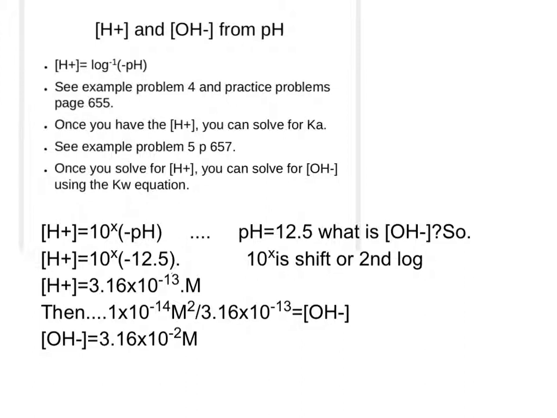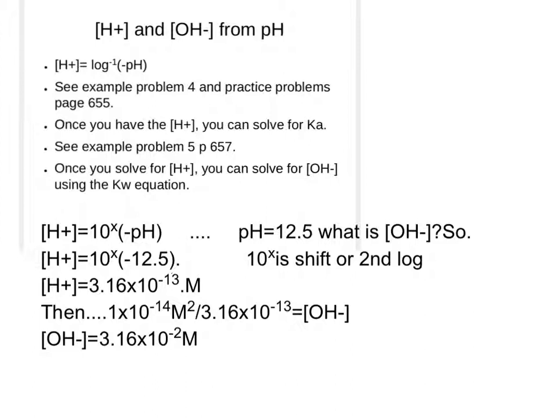And it's the inverse log. The symbol there, log to the -1, represents inverse, but 10 to the x is the best symbol for that. 10 to the x means inverse log, and that's what's on your calculator. If you hit shift log or second log, that would be that inverse log. And that will give you the H plus concentration. Whatever significant digits you start with, that's what you end up with. There's example problem 4 and some practice problems on page 655. And you also have a practice problem down here on the bottom.